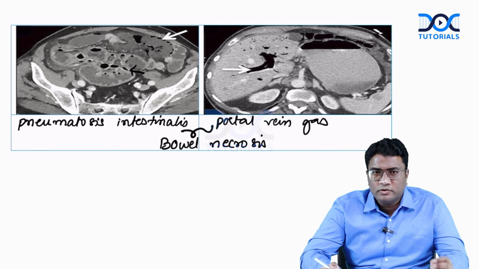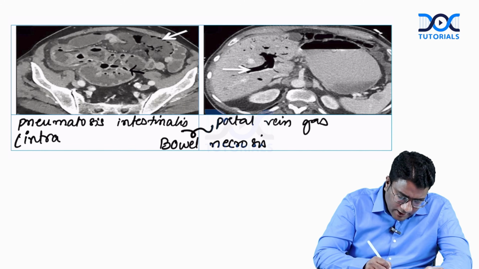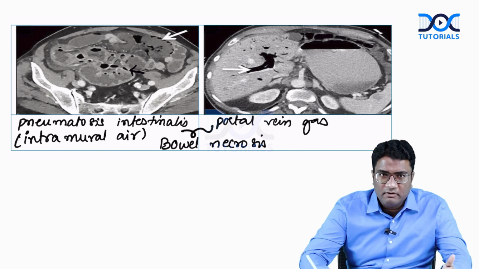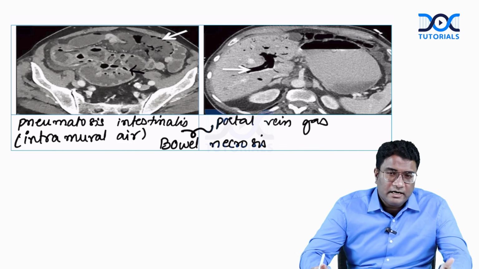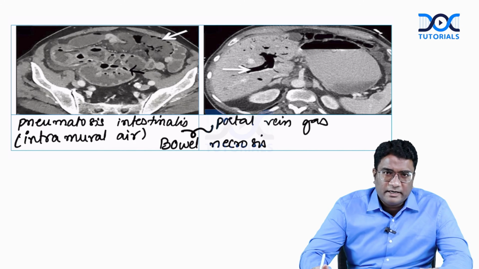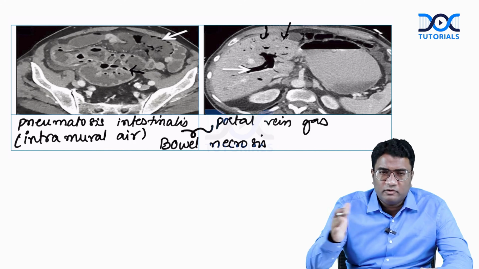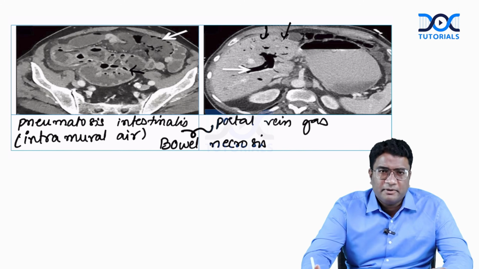So what do you mean by pneumatosis intestinalis? Intramural air, air within the wall of the bowel. Luminal air is normal, but air within the wall of the bowel, that intramural air, is pneumatosis intestinalis. And you also see the portal vein gas. The portal vein gas will extend towards the periphery of the liver, right? So in the portal vein and also extending towards the periphery of the liver.